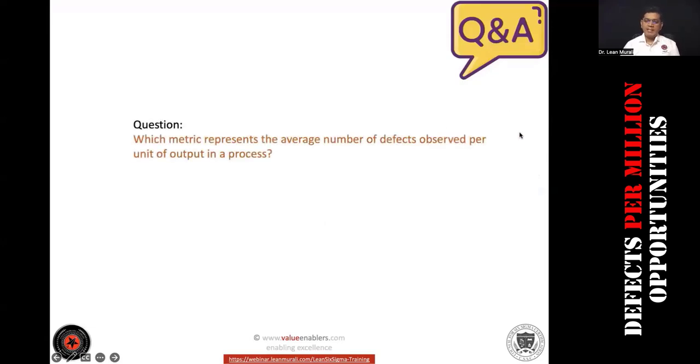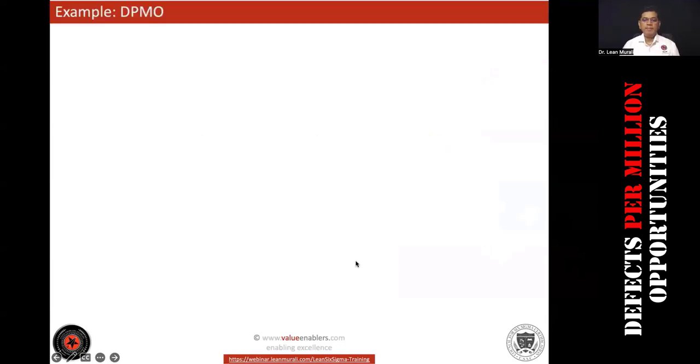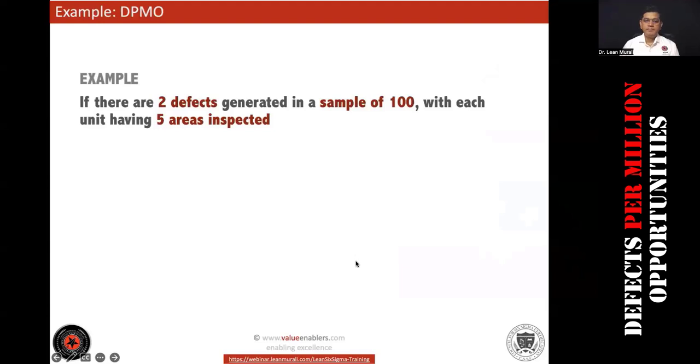Now, which metric represents the average number of defects observed per unit of output in a process? DPMO, DPU, PPM, or DPO? Simple, right? Defects per unit. I'm asking questions so that it reinforces. These are the questions that will be asked in the exam. The correct answer is DPU.